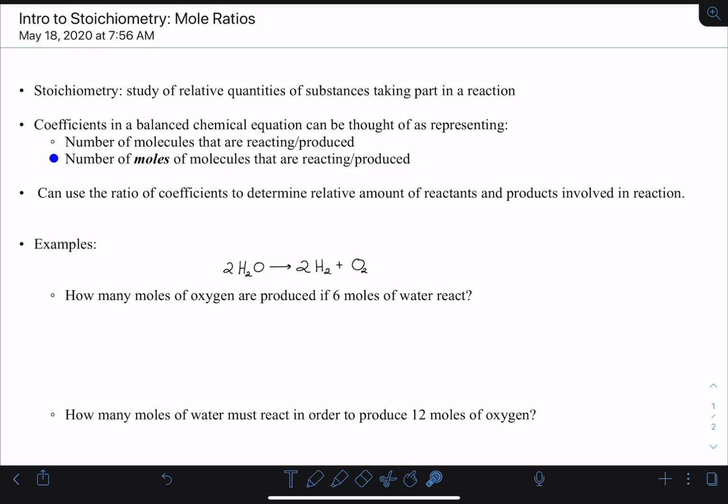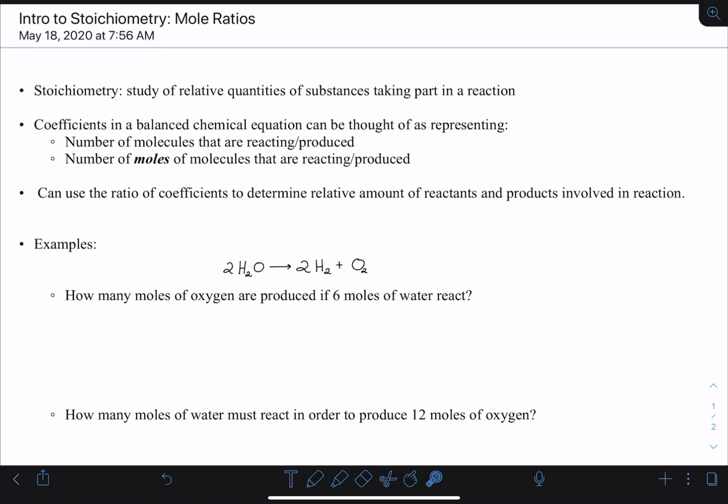So that's usually how we're going to be thinking about it, since in the lab we're usually working on a molar scale, working with a mole or more of stuff, or a sizable fraction of a mole at least. So we're usually going to think of coefficients from here on out as representing how many moles of stuff are reacting. All we're really doing in stoichiometry is using the ratio of those coefficients to determine the relative amounts of stuff.